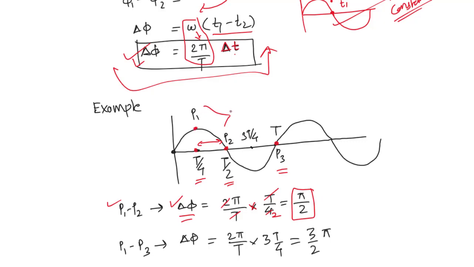Now let us calculate the phase difference between P1 and P3, these two particles. Okay, P1 and P3. So it will be again 2 pi divided by T, and the time difference between P1 and P3. So you can see that there is a time difference of 3T by 4. Okay, 1, 2, 3, and each of these is T by 4. So 3T by 4, which comes out to be 3 by 2 into pi. That's how we can calculate the phase difference if you know the time difference between any two particles.